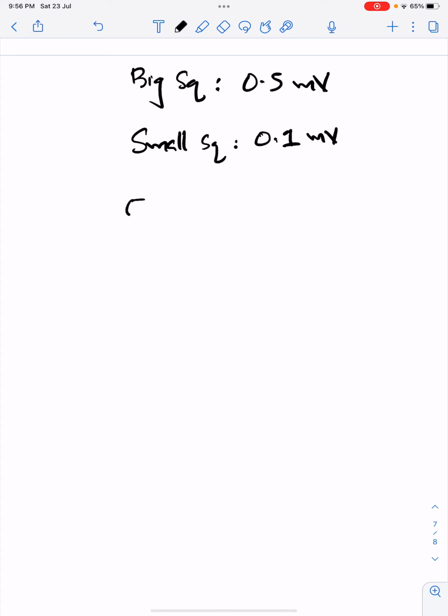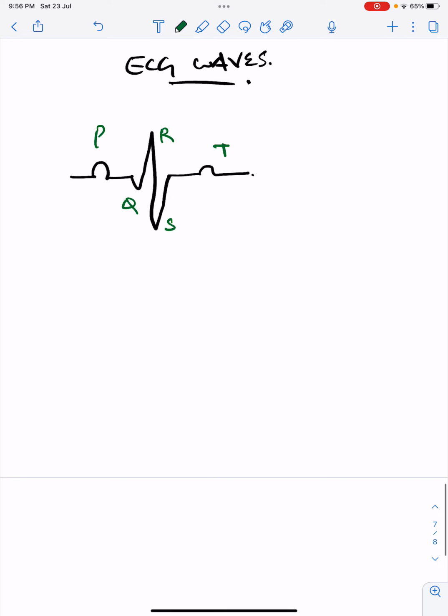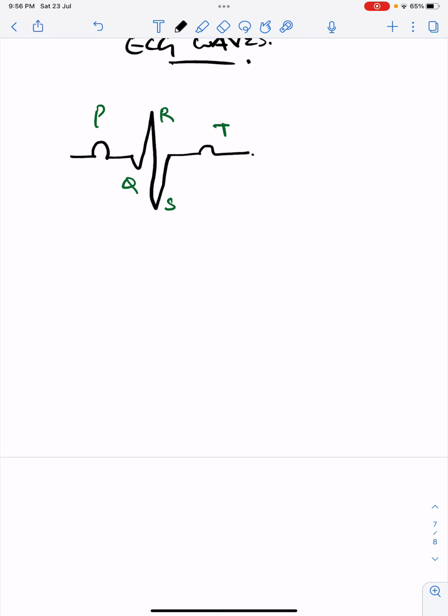Now moving on to ECG waves. Basically an ECG contains a P wave, QRS complex and T wave. Okay, so this is the P wave, this is QRS complex, this is T. Now the P wave corresponds to atrial depolarization.